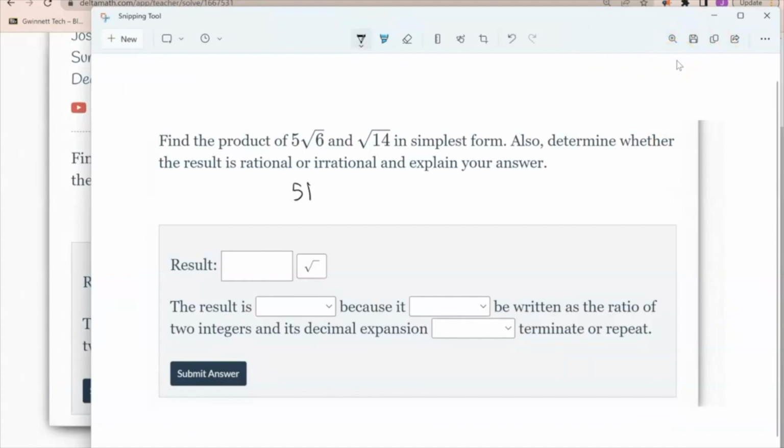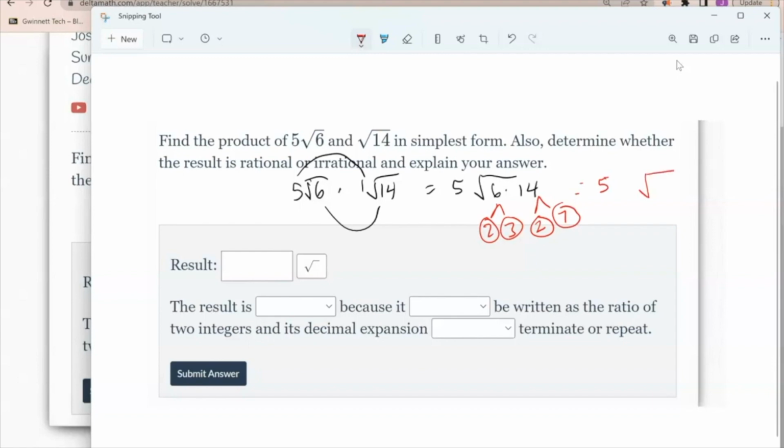So we have 5 radical 6 times radical 14. And again, there's an invisible 1 right here. Multiply those two. So that's going to be 5. Multiply these two. Now I'm going to leave it as 6 times 14 because as we saw, it's just faster when you're breaking it down. So 6 breaks down to 2, which is prime, times 3, which is prime. 14 breaks down to 2, which is prime, and 7, which is prime. So I have 5, leave a little space for your books, and then in order I have 2 times 2 times 3 times 7.